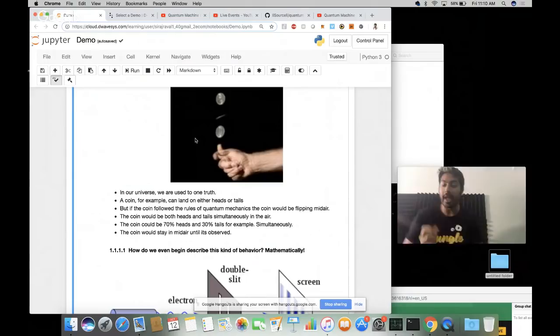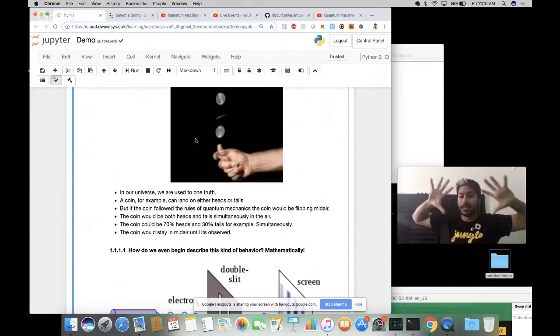There is one truth. But at the subatomic level, at the smallest level of the universe, the laws of physics behave differently. There are multiple truths, and we can prove those multiple truths mathematically. What do I mean? Let's assume that I'm going to flip a coin as a particle. So I'm now Siraj at the subatomic level.